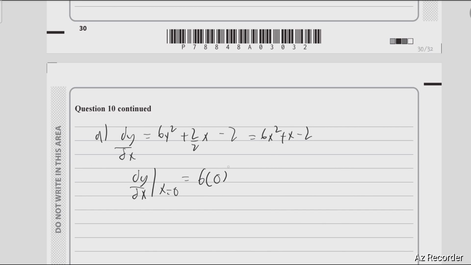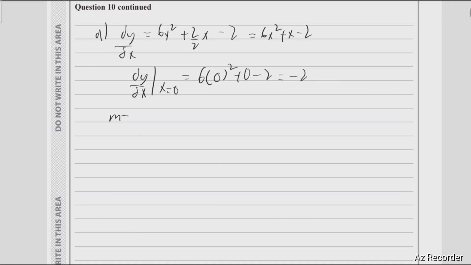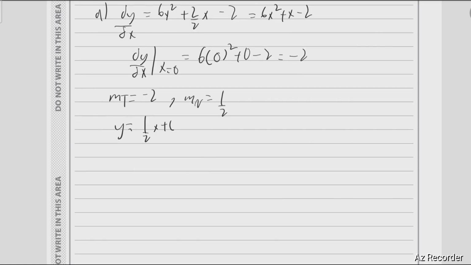6 times 0 squared plus 0 minus 2 equals negative 2. Now, the tangent gradient is negative 2, so the gradient of the normal must be the negative reciprocal, which is positive half. So y equals half x plus c. All of that, we're just trying to find L.